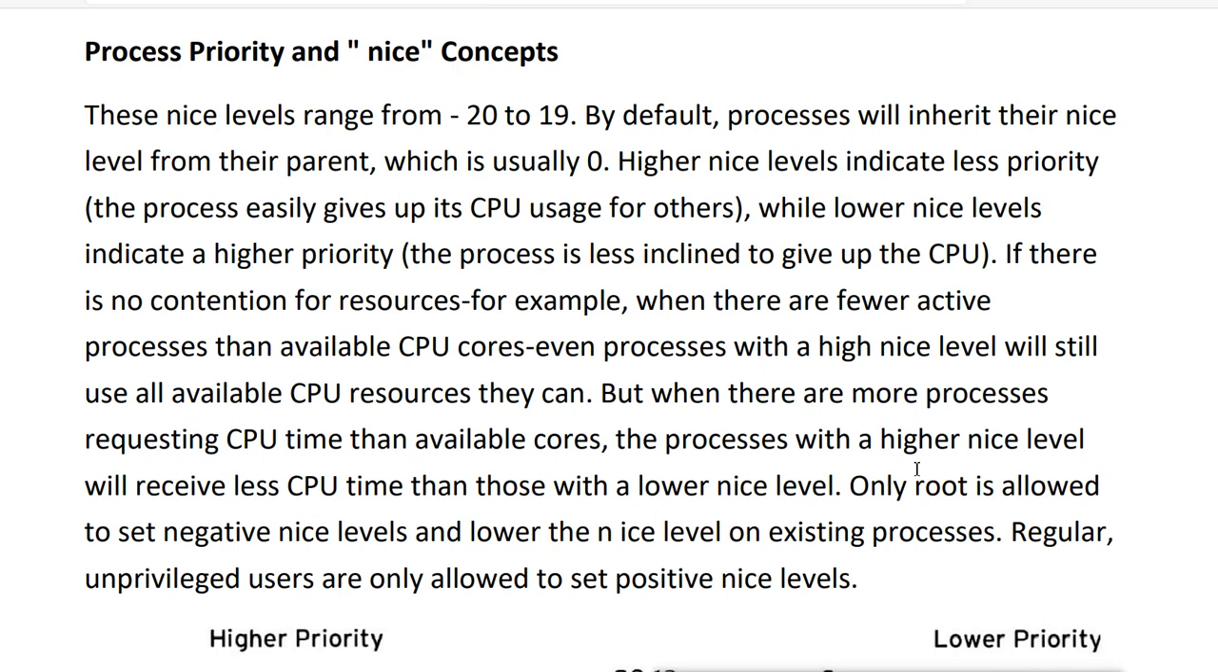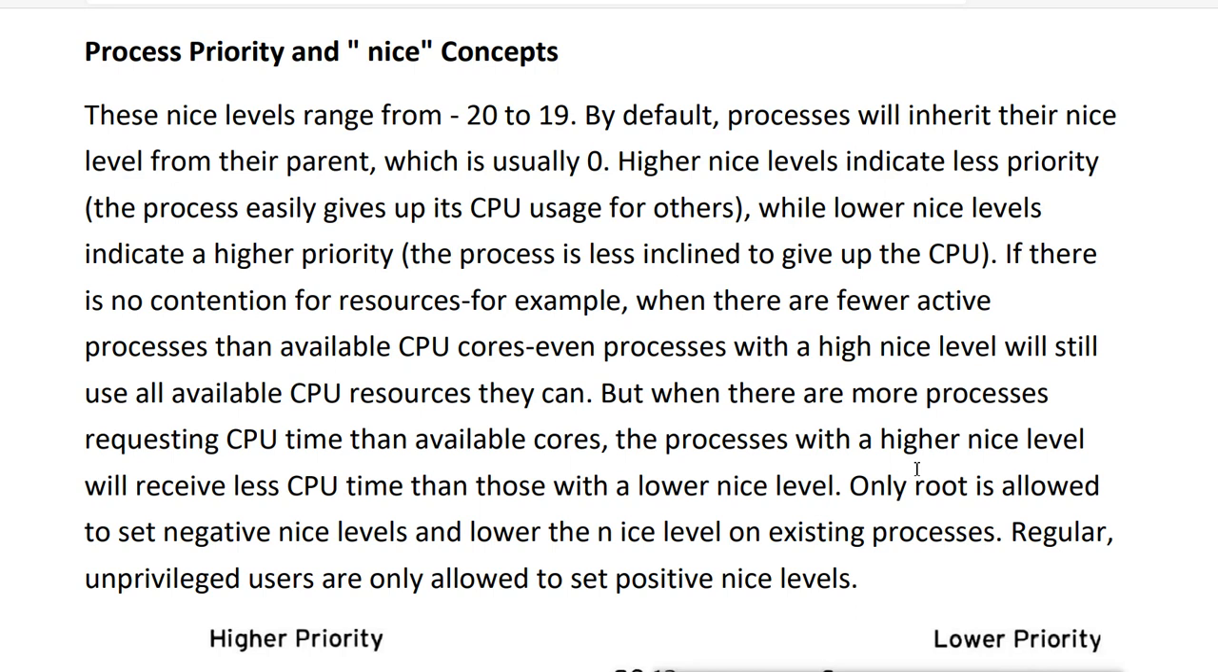Only root is allowed to set negative NICE values and lower the NICE level on an existing process. Regular unprivileged users are only allowed to set positive NICE values. So when the NICE value is lower, the process will use more of the CPU processing power, and the higher the value, the less processing power it uses. They will not get the priority.